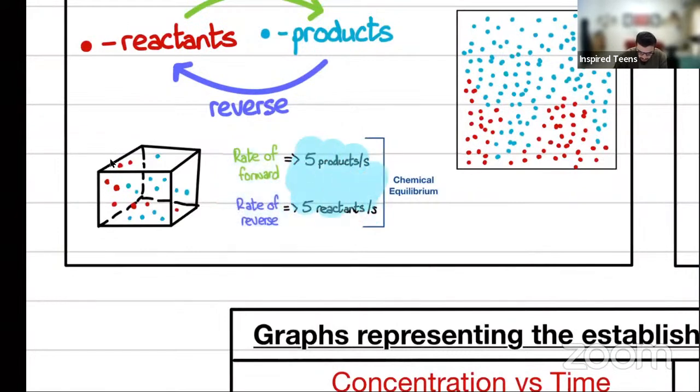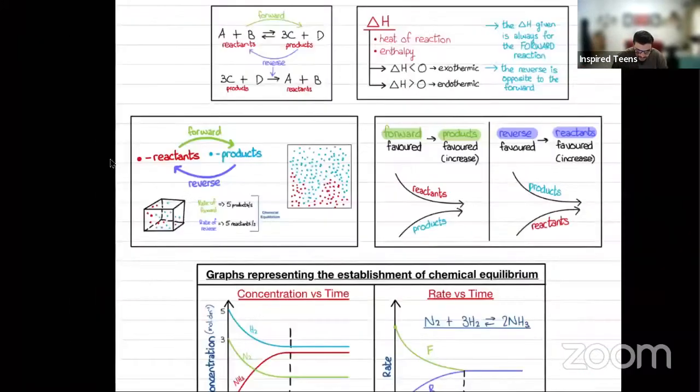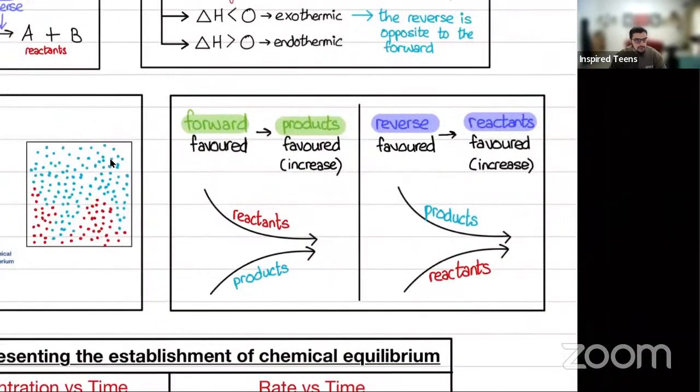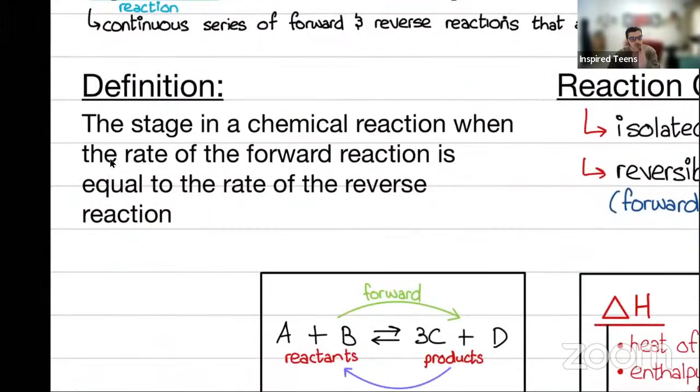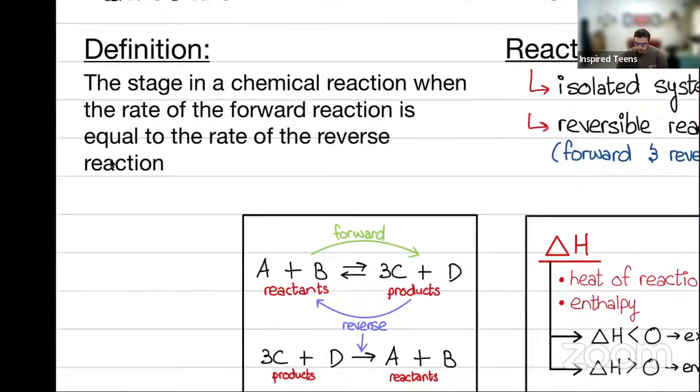So this is just an example of that. This is chemical equilibrium when the rates are equal. The rate at which we are creating products is the same rate at which we are using them up. The rate at which we are creating reactants is the same rate at which we are using them up. That's what we said about the rate of reverse and rate of forward, as well as what chemical equilibrium is: a stage in a chemical reaction when the rate of the forward is equal to the rate of the reverse, and what that actually means.